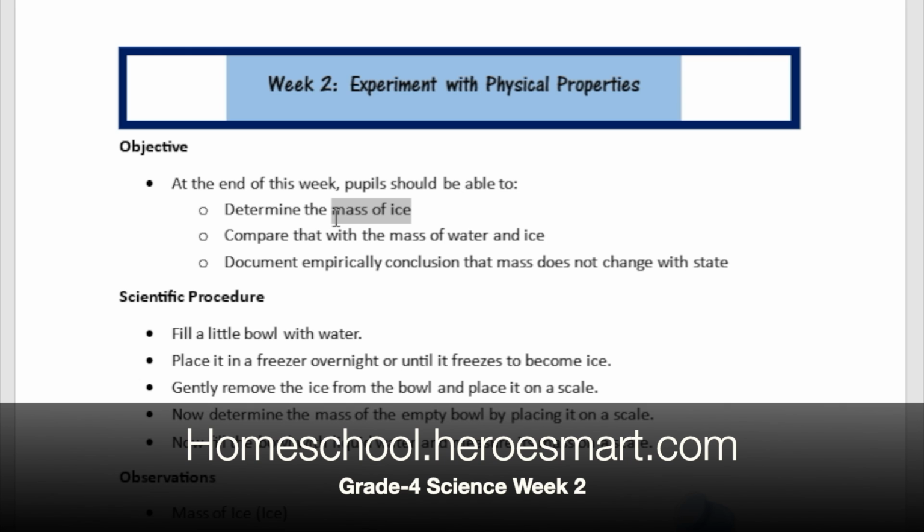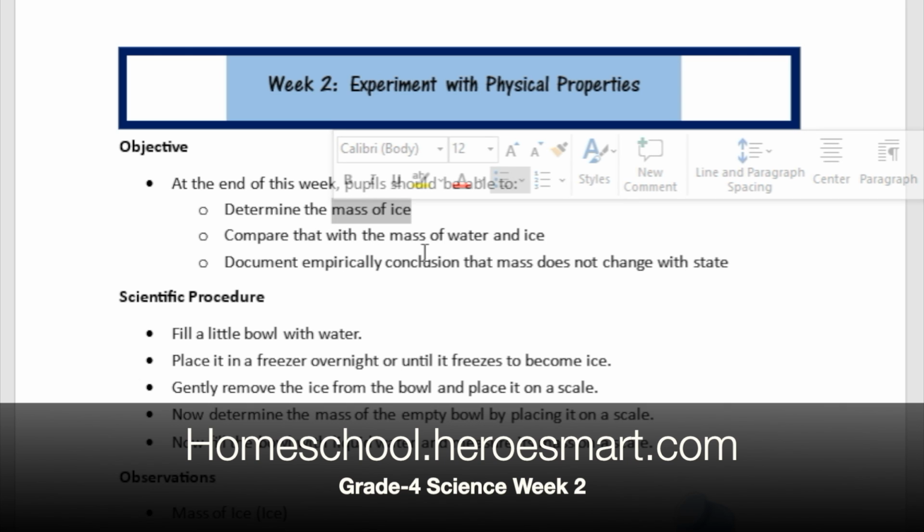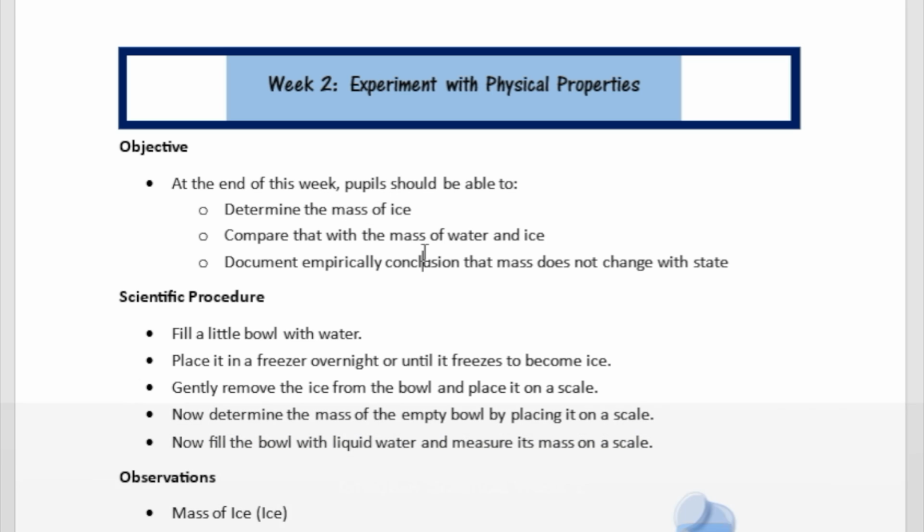If you remember from last week, we talked about the different properties of matter, and determining the mass of matter is a physical property of matter. We want to give you an opportunity to do a local experiment in your home together with your mom or your dad to determine the mass of matter.